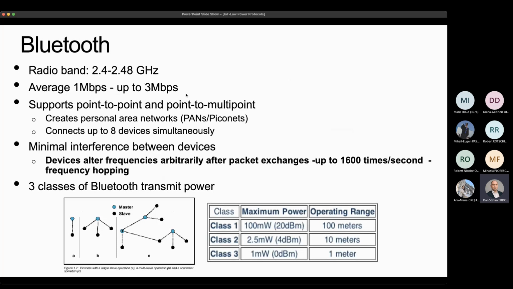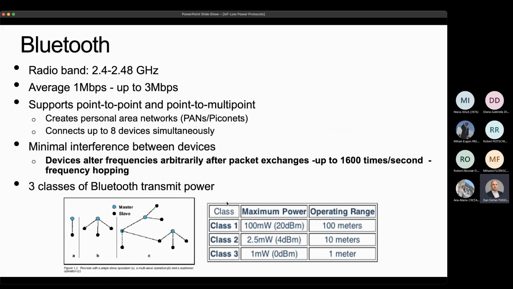It supports point-to-point and point-to-multipoint connections. So you can have a relationship between one master device and multiple slave devices, and then you can also have a structure called a piconet, where you can have point-to-multipoint connections. So a sort of peer-to-peer network, but it's very specific to Bluetooth.